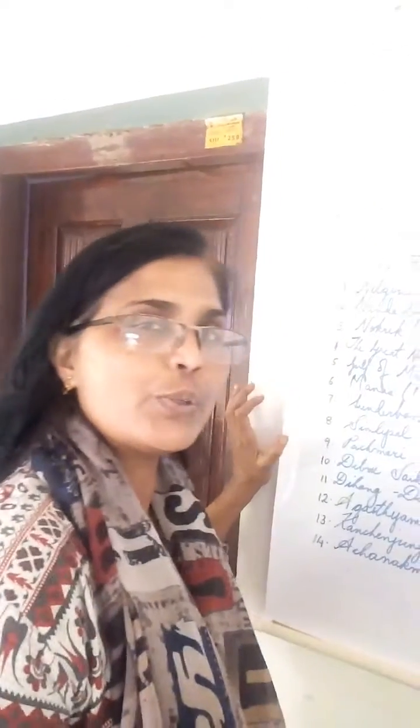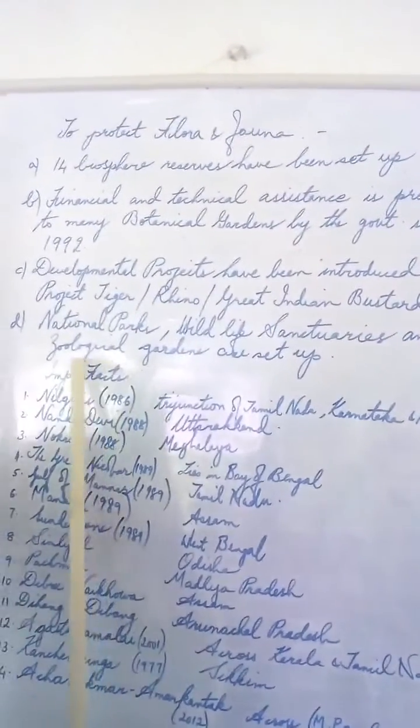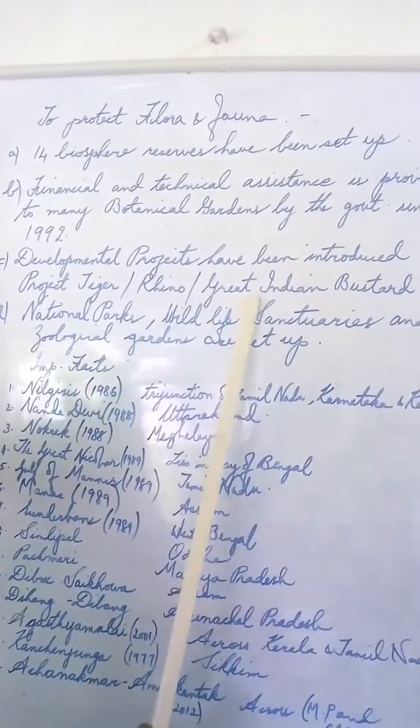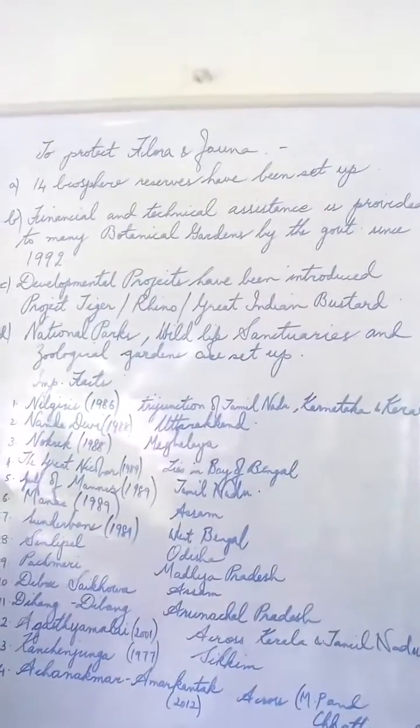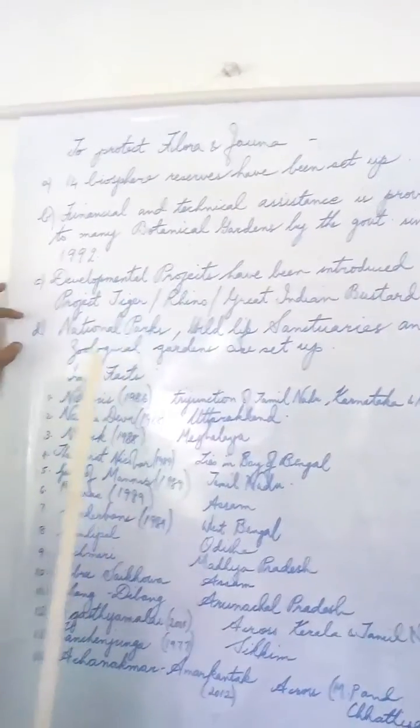Then not only that, various development projects were also introduced. You have Project Tiger, Project Rhino, then we even have the Great Indian Bustard project also. These are various projects which were introduced by the government to protect the flora and fauna. So these two points I hope you understood.